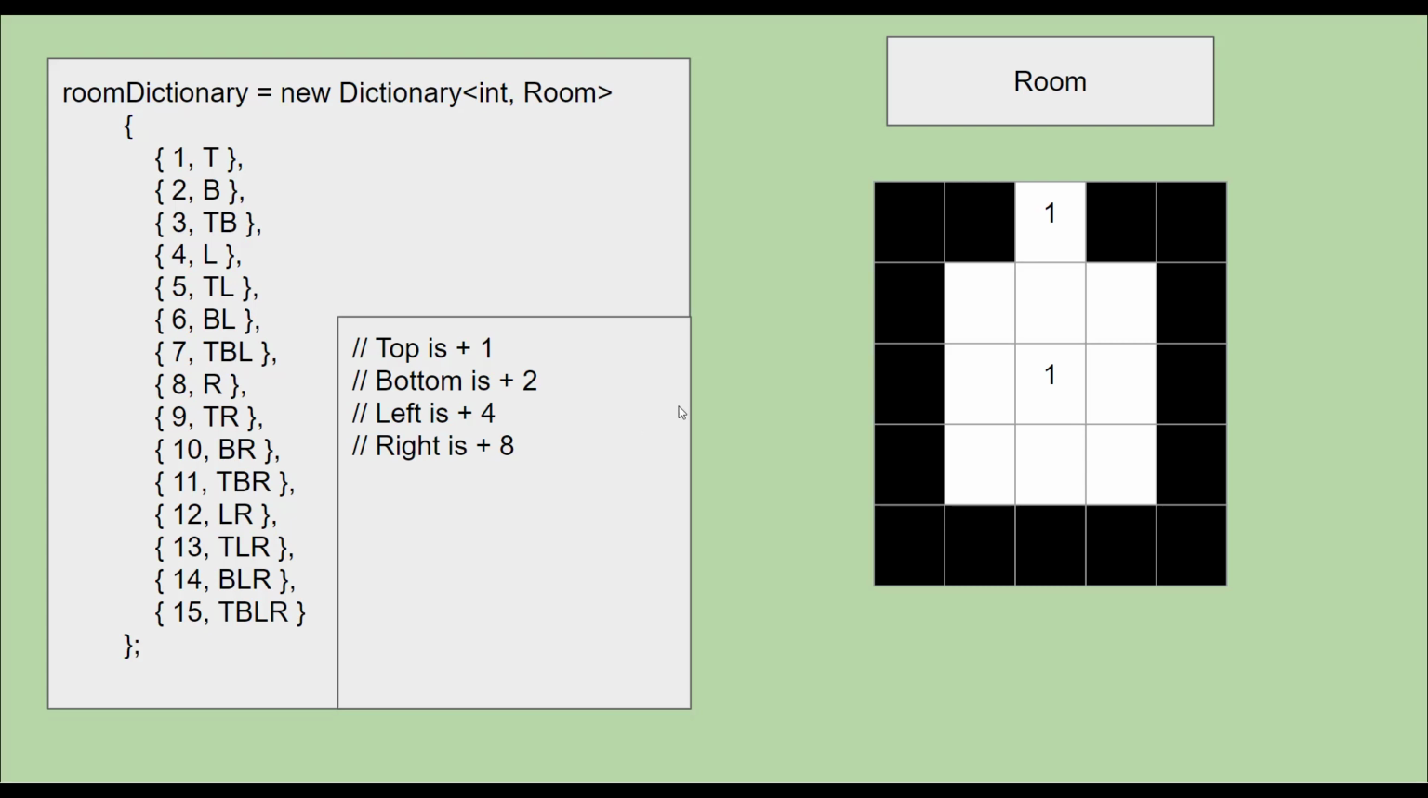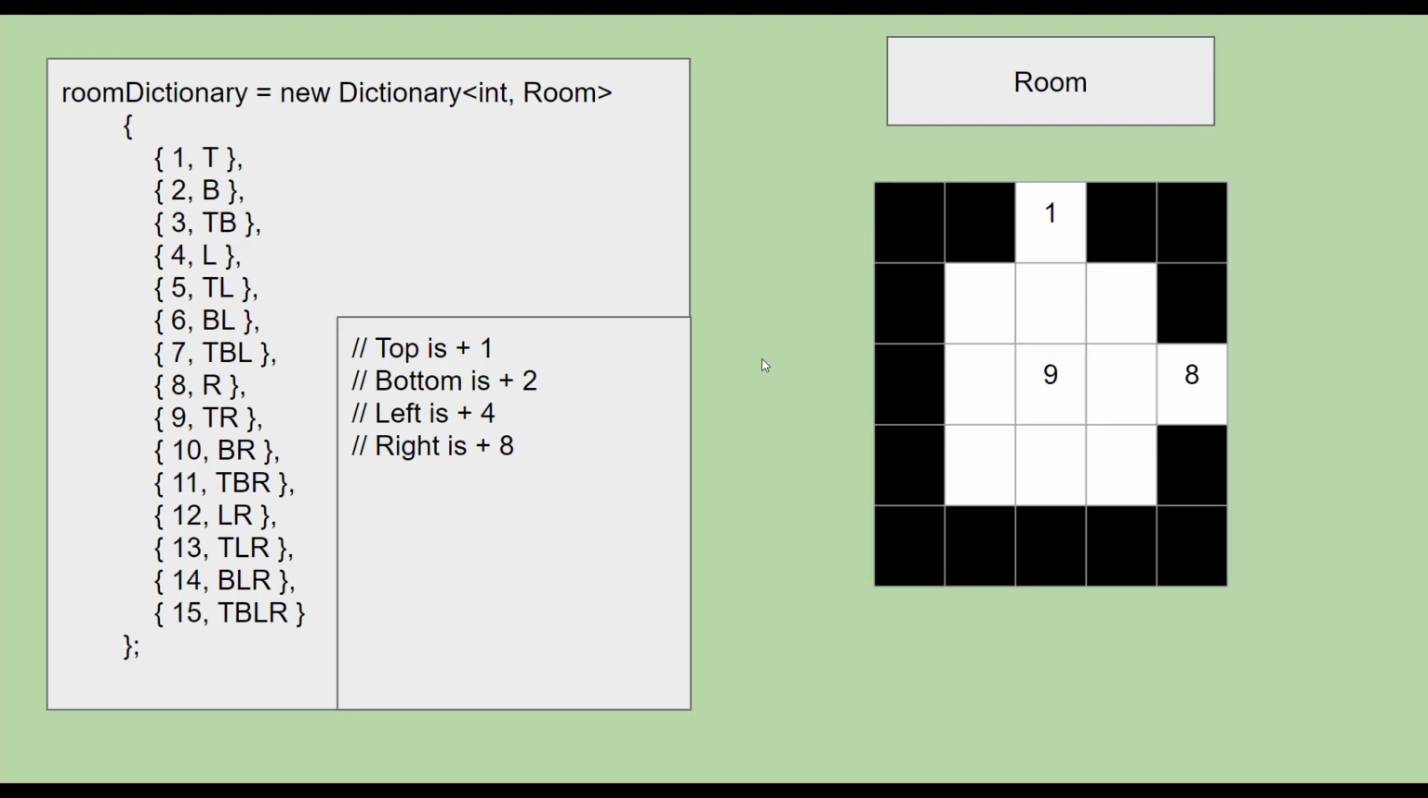I discovered this by Googling and finding out that it is easier to make different configurations through numbers as opposed to multiple Booleans. For example, if we wanted to add a right entrance to our current room, we would simply add 8 to its previous value of 1, which equals 9, a top right room. And we can see this in the dictionary. Top plus right is 9, which is a top right room.